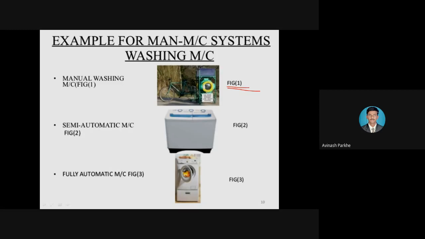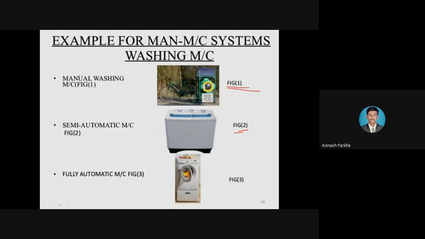Now here in figure number 1, if the operator is not available, if man is not available, it is not possible to rotate that particular pedal, or it is not possible to operate that particular machine. Therefore, the first machine or the first figure is called a manual washing machine, where the operator is required. Then the second figure is called a semi-automatic washing machine.